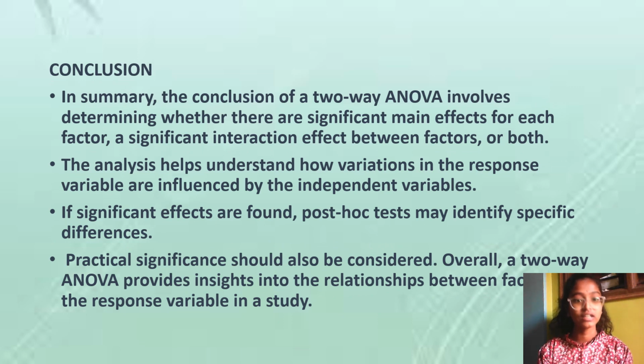Finally, the conclusion of the two-way ANOVA involves determining whether there are significant main effects for each factor, a significant interaction effect between factors, or both. The analysis helps to understand how variation in the response variable is influenced by the independent variables. If significant effects are found, post-hoc tests may identify specific differences. Practical significance should also be considered. Overall, a two-way ANOVA provides insights into the relation between the factors and the response variable in the study.